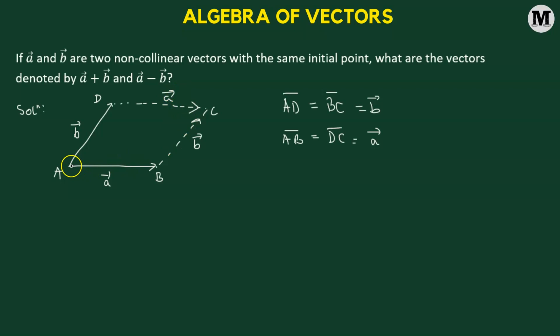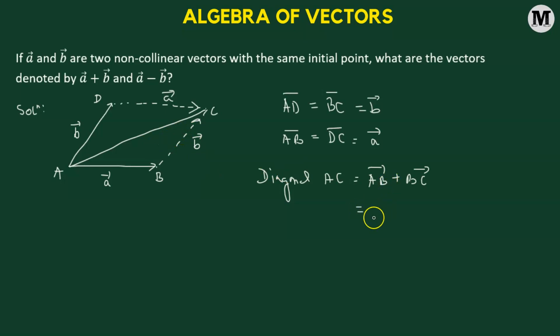Now, if we join point A and point C, or we consider the vertices A and C, this is going to be the diagonal of the parallelogram. So the diagonal AC of the parallelogram is simply equal to AB vector added to BC vector. All we have done is use the triangle law of vector addition.